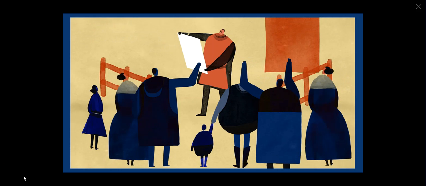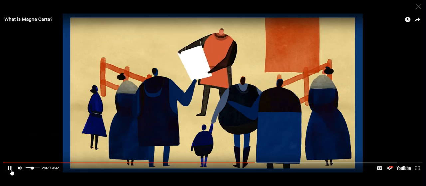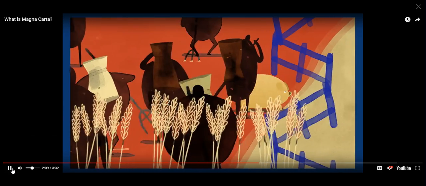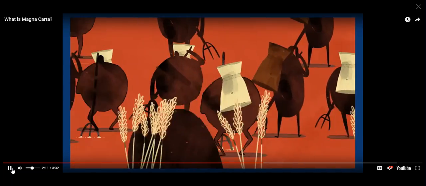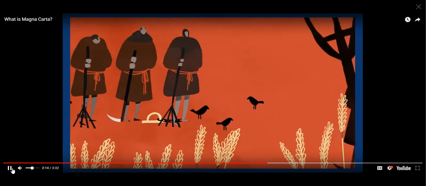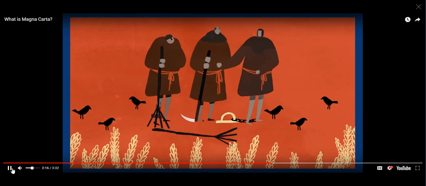However, this clause was not as liberal as it sounds. The Charter only applied to free men. The vast majority of people in 1215 were unfree peasants who were ruled over by their landowners.